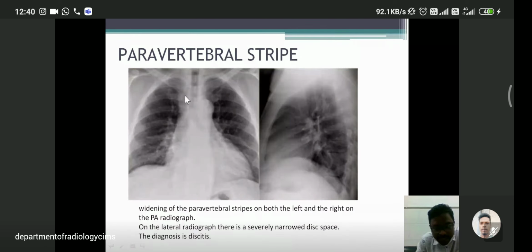So in this case, we can see the bilateral paratracheal stripes are widened. So this was the case of discitis. If we are focusing on this lateral X-ray, we can see there is narrowing of the intervertebral joint.